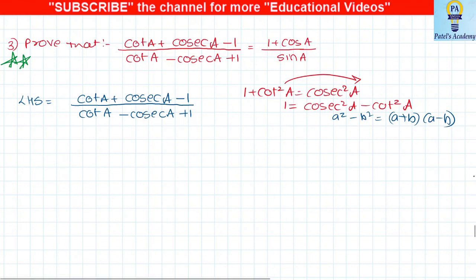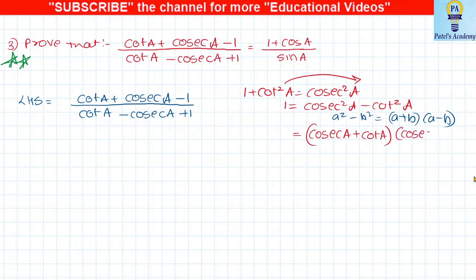So if I use that, can I write 1 equal to (cosec A plus cot A) into (cosec A minus cot A)? Now that is what I'm going to use in the left hand side.